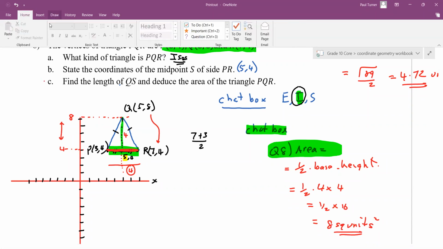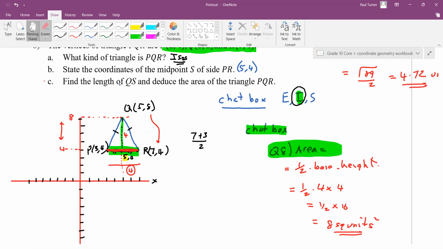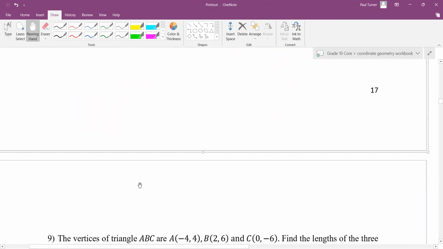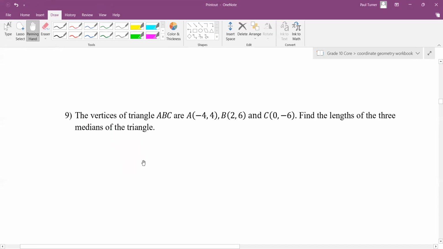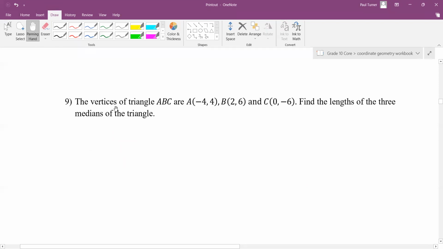All right, so let's go on a little bit. Whoops. Get my panning hand to work. Just this one's to do with the median. It's going to take too long. But basically, you've got a triangle, which is here. You can do this in your own time if you want extra practice. So we want to find the lengths of the 3 medians. And we'll do a bit of that on the next question anyway.